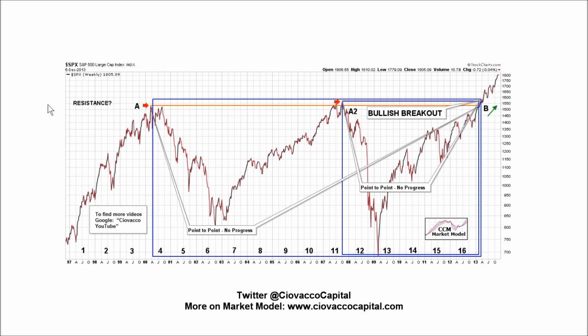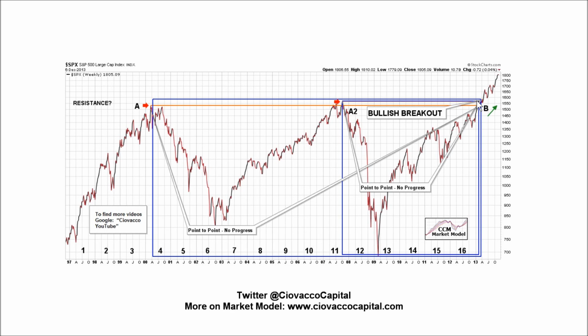And here we can port the concept of fractals to a weekly chart dating all the way back to 1997. You can see from point A to point A2, the stock market went absolutely nowhere. That's a consolidation pattern. We also went nowhere from A2 to point B. Therefore, we went nowhere since this high in the year 2000. We move all the way out to early 2013. This is a consolidation pattern. Markets do not base forever.